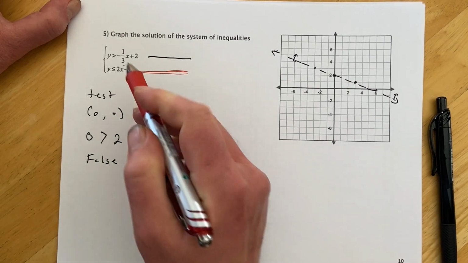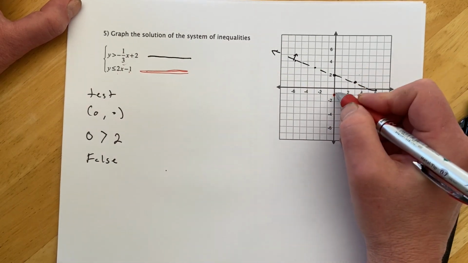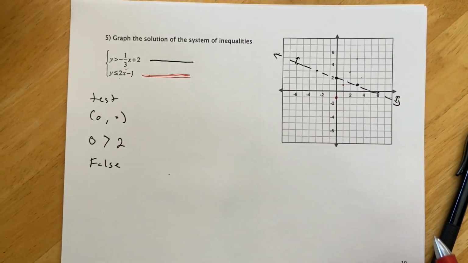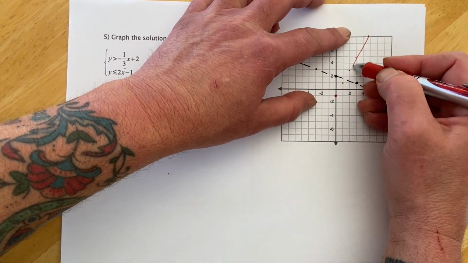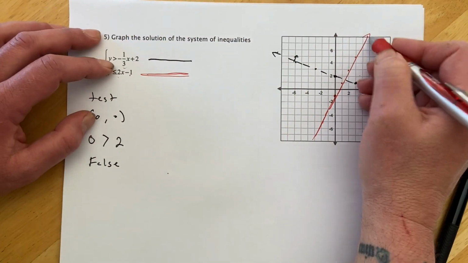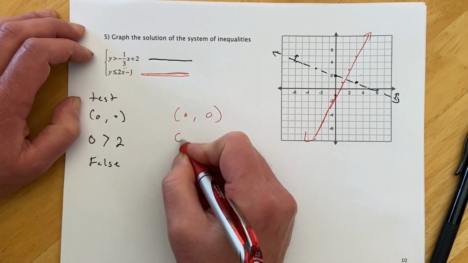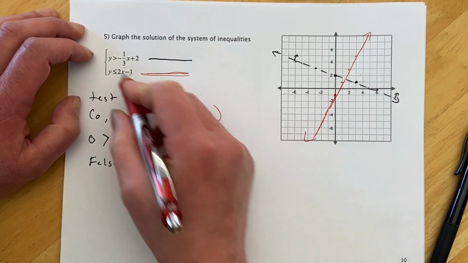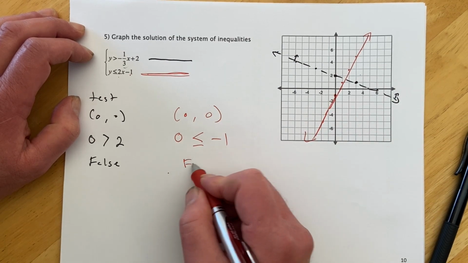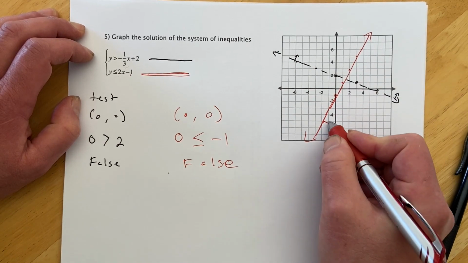So then we're going to start on -1. And then our slope is 2, so we go over 1, up 2, over 1, up 2, and we just keep doing that. That's got equals on it, so this time I'm drawing a solid line. About there. And if I try 0, 0, I have 0 is less than or equal to -1. So 0 is less than -1? Nope, so that is also false. So this point fails, which means we're on the other side of the line.